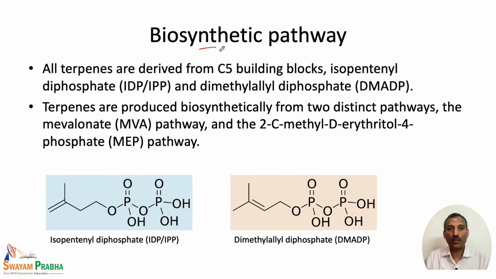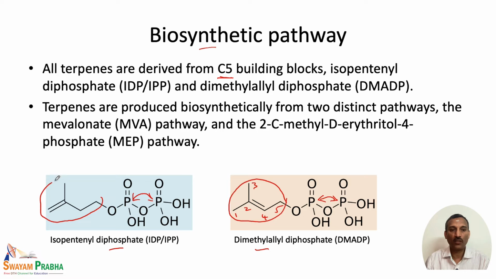Let us look briefly at the biosynthetic pathway, how terpenes are actually made. All terpenes are derived from the C5 building block, and this C5 building block can be isopentenyl diphosphate, as the structure is shown here. So we have the diphosphate unit, and another compound may be dimethylallyl diphosphate or DMA-DP. So this also has a diphosphate unit, and this is the C5 structure we are talking about. So we have 1, 2, 3, 4, 5. So total 5 carbons are there.